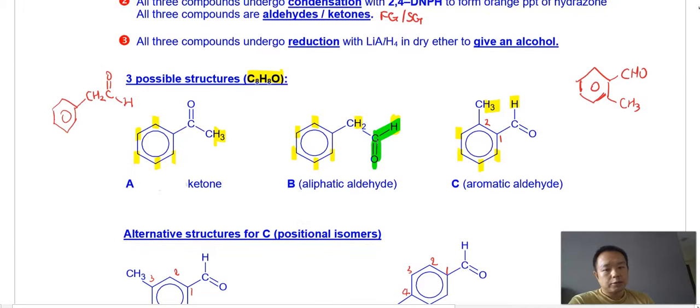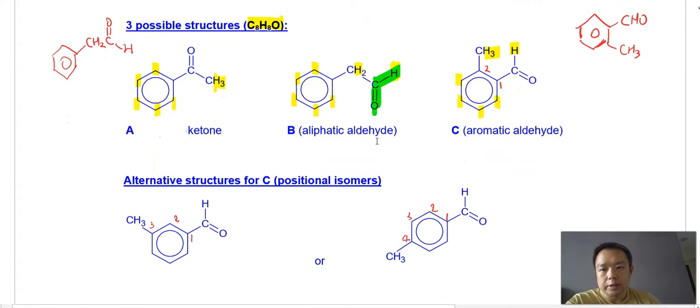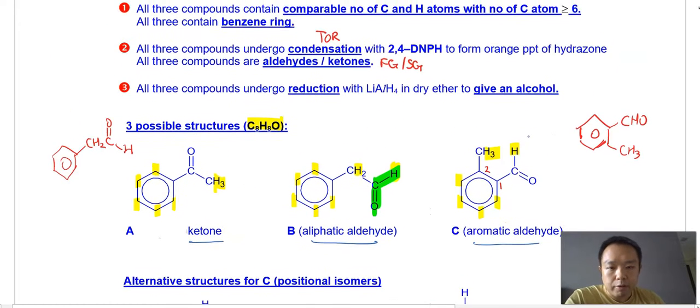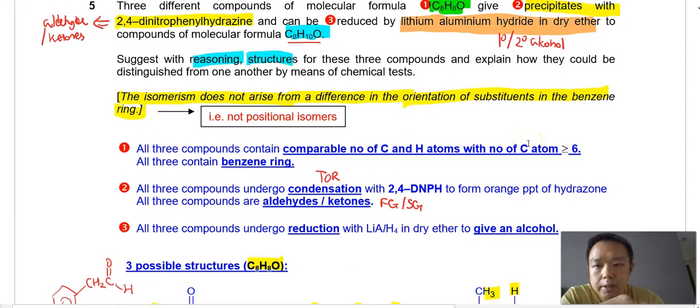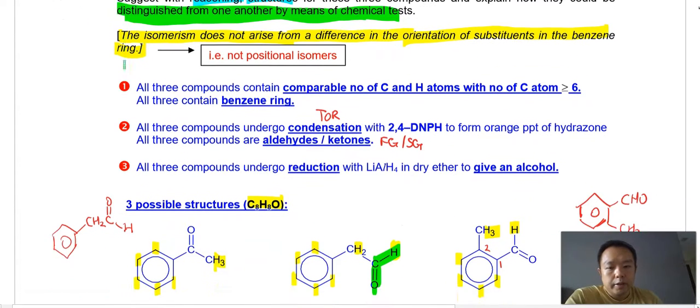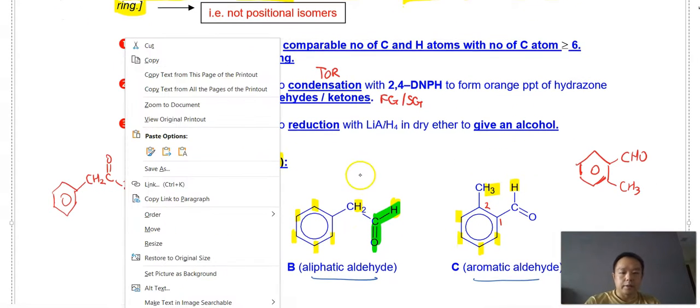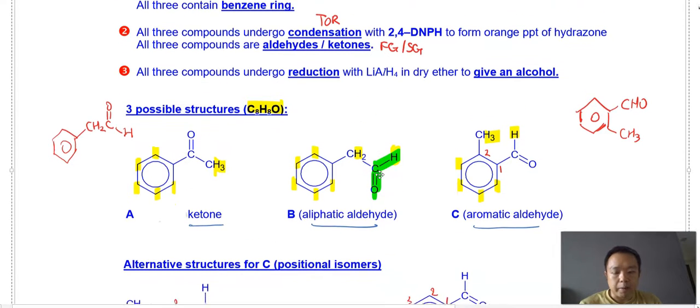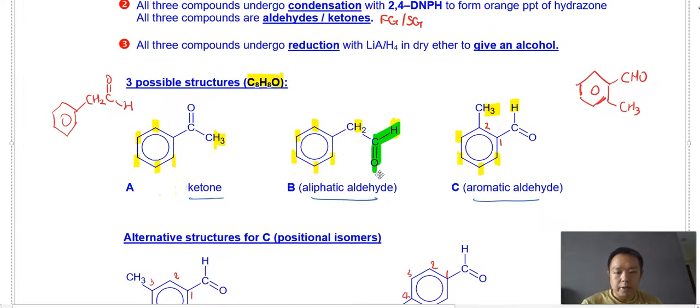Okay, now once we get these 3 possible structures, you can notice that we have a ketone, we have an aliphatic aldehyde, and we have an aromatic aldehyde. The second part of the question requires us to propose chemical tests to distinguish them from one another. Okay, so let's take a look. This is pretty much similar to what we have done in experimental planning. So we have a ketone, an aliphatic aldehyde, and an aromatic aldehyde.